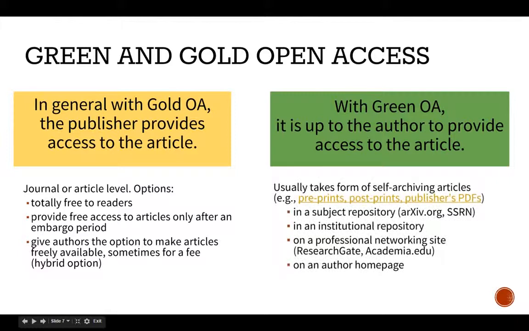Publishers specify which version of the article can be shared, either a preprint, which is the original article version submitted for review, the postprint, which incorporates the reviewers' comments, or the publisher's version, the final PDF as it appeared in the journal. These versions can then be posted in a subject repository like arXiv or SSRN, an institutional repository hosted by the author's university, on a professional networking site, or on an author homepage.